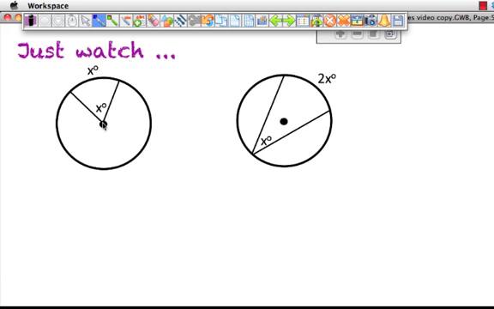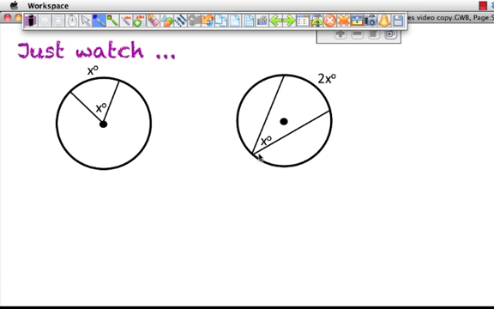Here, same thing. When the angle is on the center, the angle and the arc equal each other. When the angle is not on the center, when it's on the circle itself, then the angle is smaller than the arc. The angle is half as big as the arc is. Some people get confused. When do I make it bigger? When do I make it smaller?